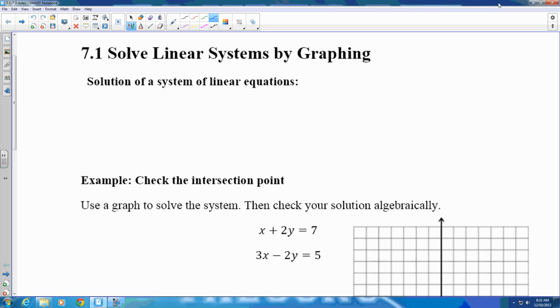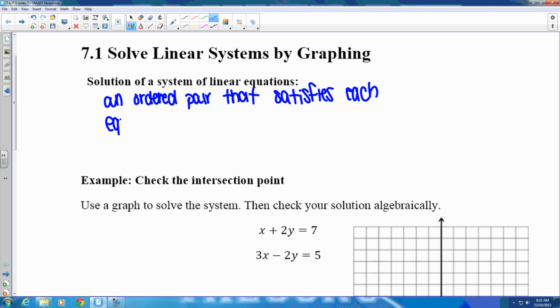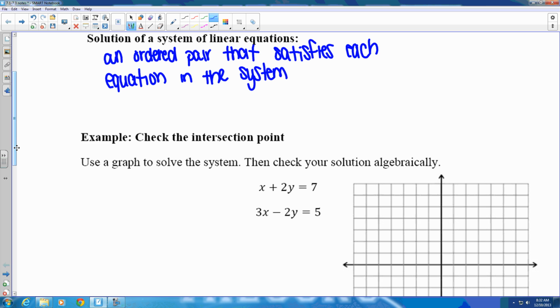Today we are starting Chapter 7, Solving Linear Systems First by Graphing. Now, a solution to a system of linear equations is an ordered pair that satisfies each equation in the system. Normally we're going to have two equations in our systems. So a solution is going to be a point, x, y, that's an ordered pair, that satisfies each equation.